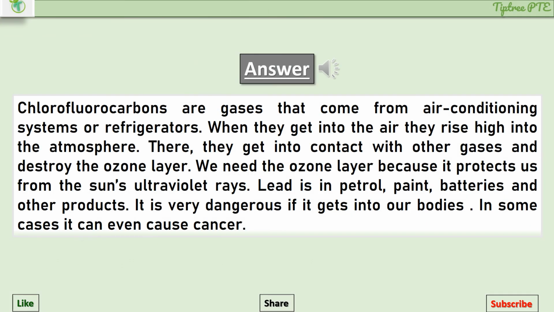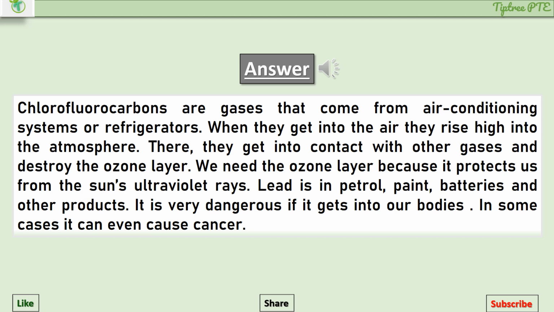Chlorofluorocarbons are gases that come from air conditioning systems or refrigerators. When they get into the air, they rise high into the atmosphere. There, they get into contact with other gases and destroy the ozone layer. We need the ozone layer because it protects us from the sun's ultraviolet rays.